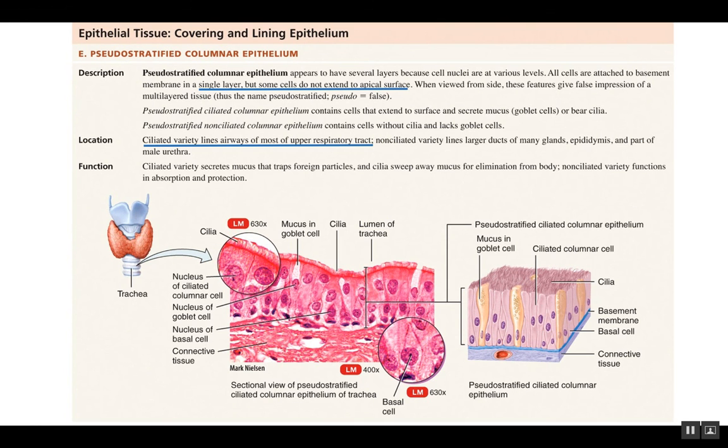The next video is going to talk about the rest of the epithelial tissue, including the pseudostratified columnar.